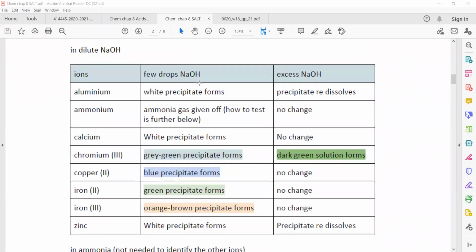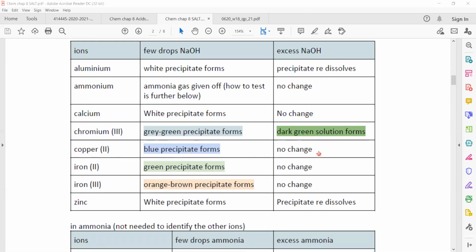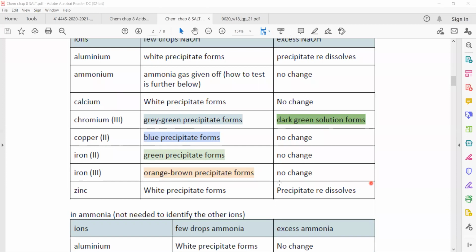Then you have to learn, when we add sodium hydroxide, a few drops. If aluminium is there, white precipitate, it will dissolve. Ammonium ion, we add sodium hydroxide and heat. A pungent gas turns red litmus blue. Calcium, white precipitate, no change in excess, meaning it does not dissolve. Chromium 3 is a grey-green precipitate, forms a dark green solution. Copper 2, blue precipitate; iron 2, green precipitate; iron 3, orange-brown precipitate; and zinc, white precipitate which dissolves.